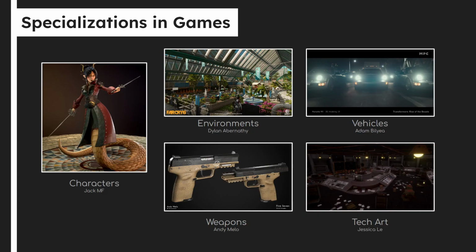Even within each of these fields, we have a bunch of different specializations. So maybe you're thinking, environment sucks. Well, become a character artist. Maybe you don't like characters, you can do weapons. Maybe you don't like weapons, you can do vehicles. It's so specific in AAA. If you like making one thing, and just one thing, you can make that one thing.